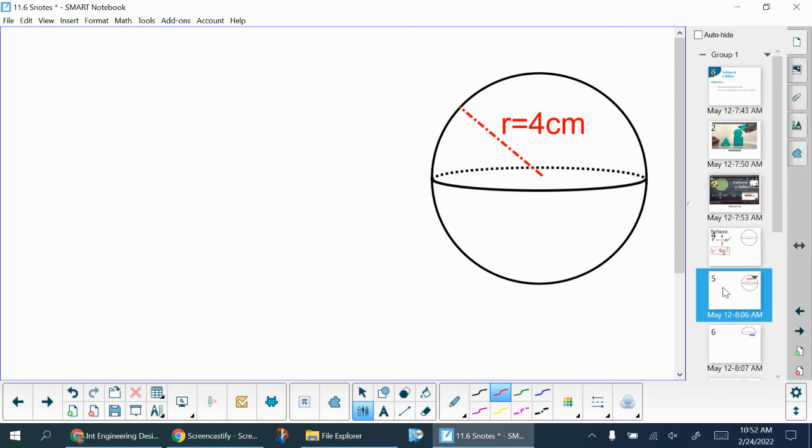Okay, so let's just do a couple examples here. I'm going to find the volume of this sphere. One thing I would really expect to see here is that we're at the very least writing out our formulas.